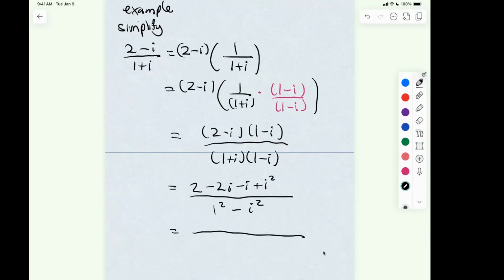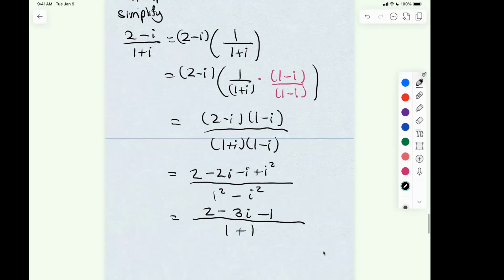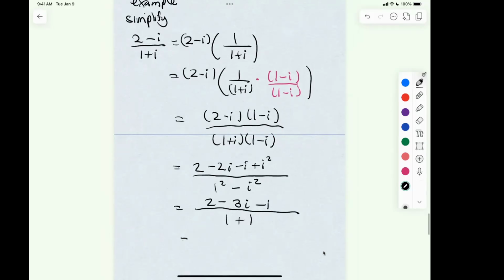It gives you 2 minus 3i minus 1 divided by 1 plus 1, right? Because i squared is -1 and minus minus becomes a plus. So that would give you what? It gives you 1 minus 3i divided by 2.